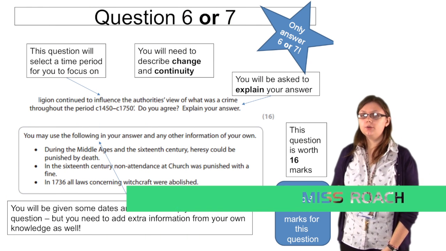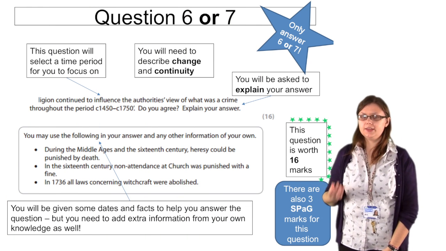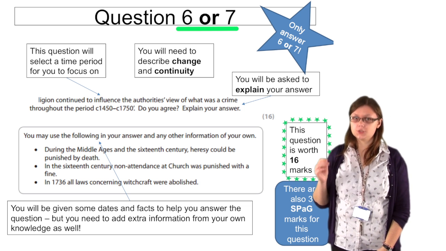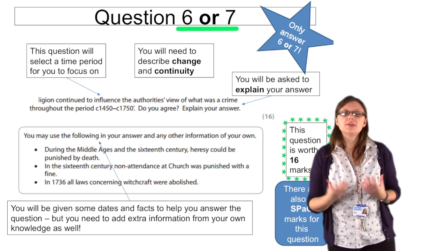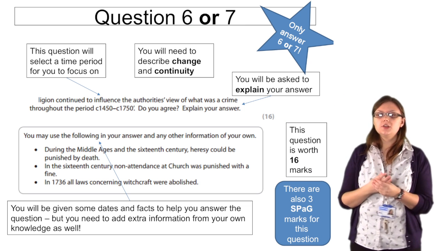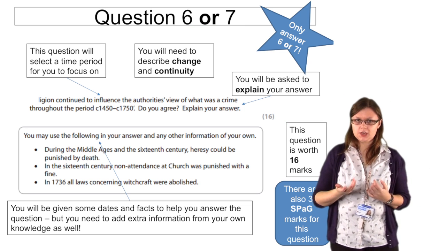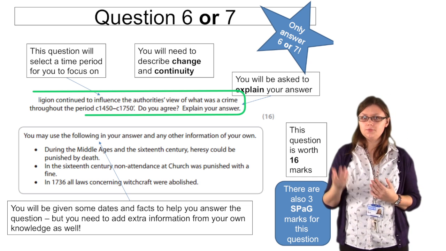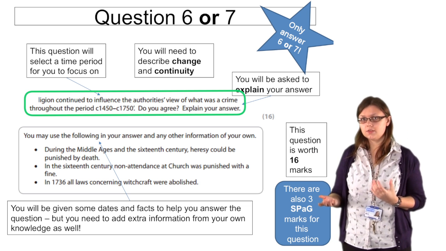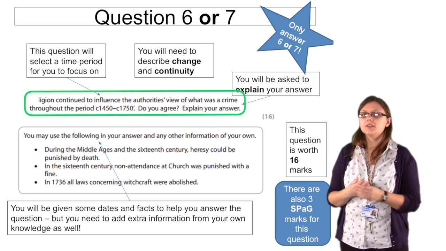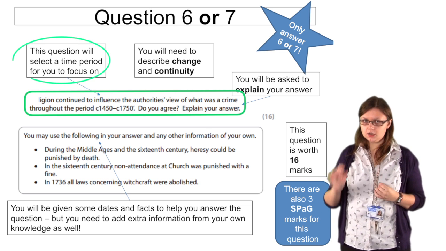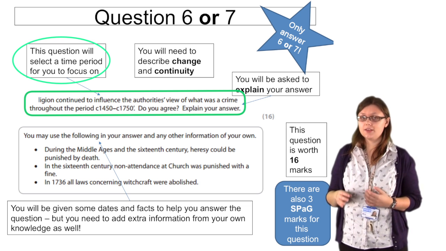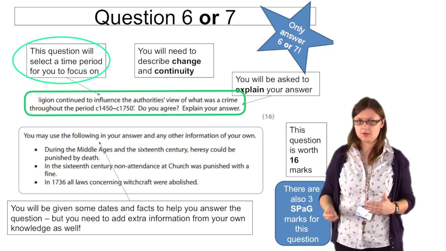So now we're going to look at how you answer that big 16-mark question at the end of your paper. Remember that you only answer questions 6 or 7, don't do both of them. Okay, so this one will ask you to look at a specific area of change. So for example, this question asks you to think about how religion influenced the attitude of the authorities when they were thinking about change. There will always be a specific time period in the question, and you need to make sure that you focus on this and that your answer always reflects the time period.